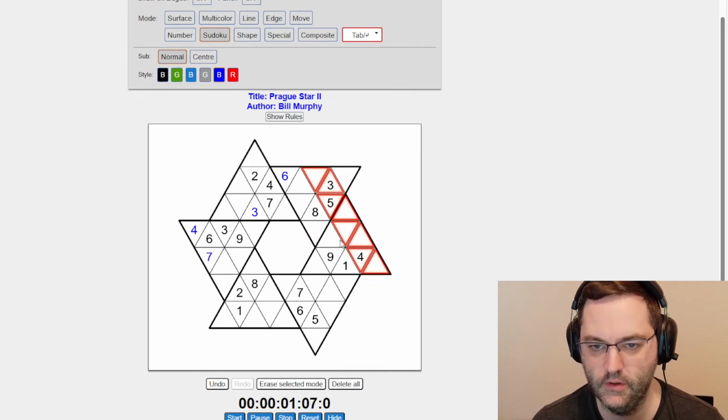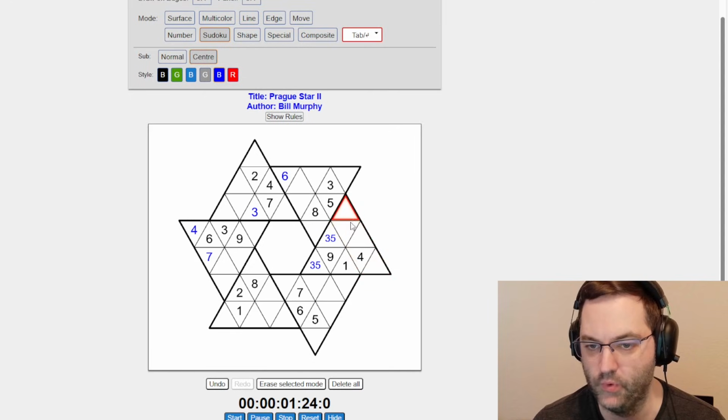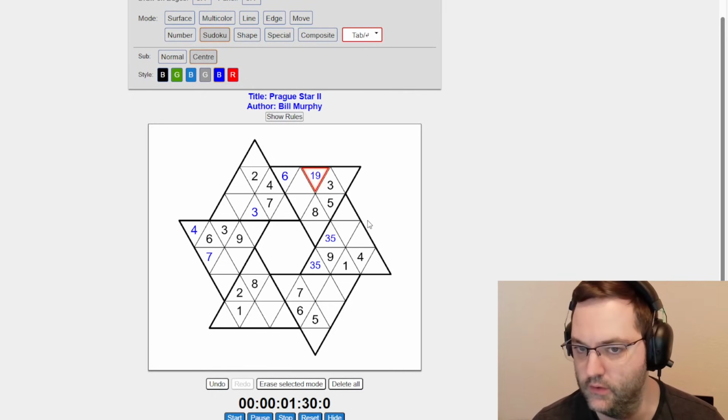So 3, 5 here must go in these cells. Now 1 and 9 don't have to go in this cell, obviously. They can't both go there. This is the only cell that is not filled and is not in this triangle. But we know none of these digits go there, and we know 3 and 5 don't go there. So one of 1 and 9 goes in that cell.